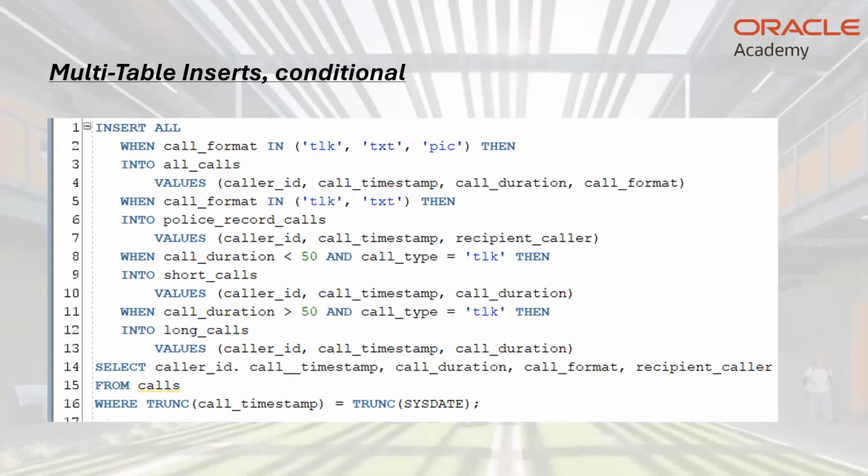But they're just creating all these little tables, all calls, public record calls, short calls, and long calls from the major data warehouse holding all the call information. So this is a kind of a real life conditional multi-table insert. Does that make sense to everyone? I know that's dumping a lot on you, but you could probably read through this and really, oh, I see how that works. And have certain conditional identifiers for talk, text, and pick and all that.